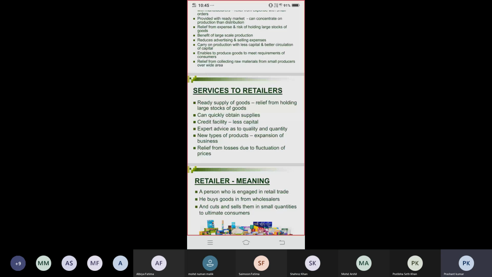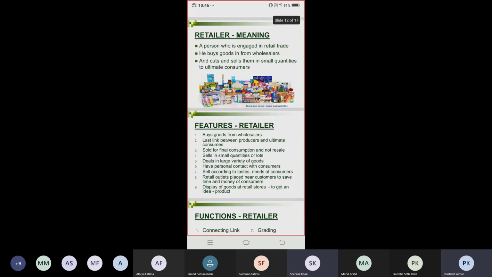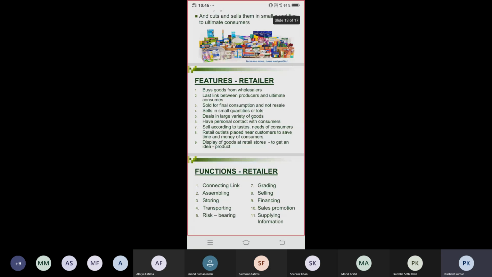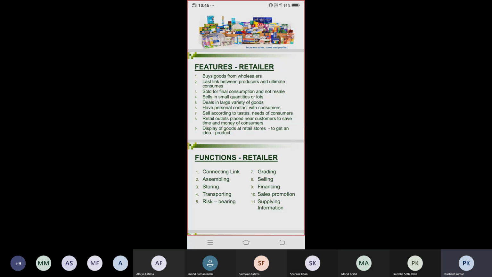Retailer meaning: a person who is engaged in retail trade. He buys goods in bulk from wholesalers and sells them in small quantities to ultimate consumers. Features of a retailer: buys goods from wholesalers, last link between producer and ultimate consumers, sold for final consumption and not resale, sells in small quantities or lots, deals in a large variety of goods, has personal contact with consumers, sells according to the tastes and needs of consumers. Retail outlets are placed near customers to save time and money of consumers.